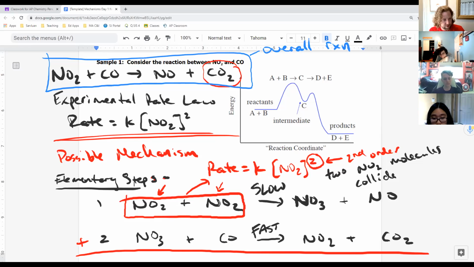When you do mechanisms, you don't have to crunch numbers. You just look at what particles show up in the reactants of the elementary step.